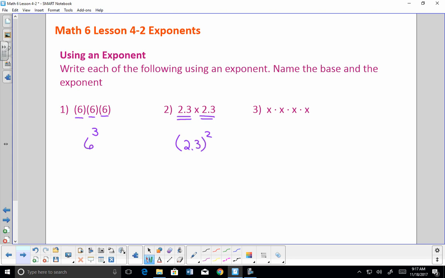I happen to have 4 x's here, so this would be x to the 4th power. So writing things in exponential form is actually very simple. You just have to count up how many times the base is being used.